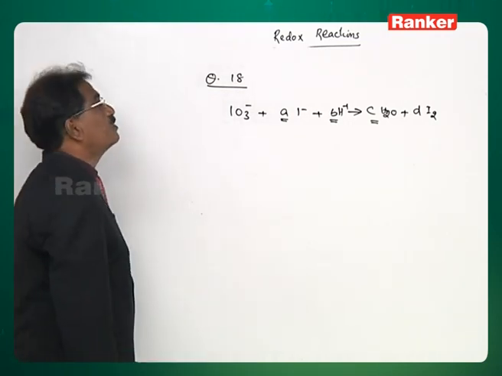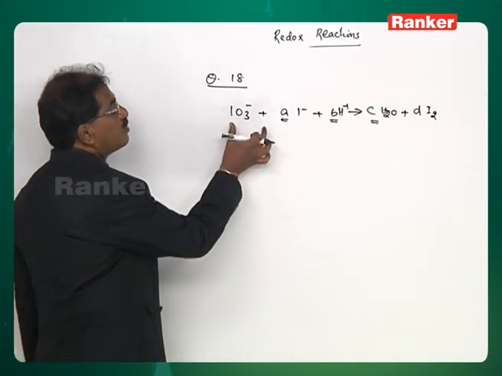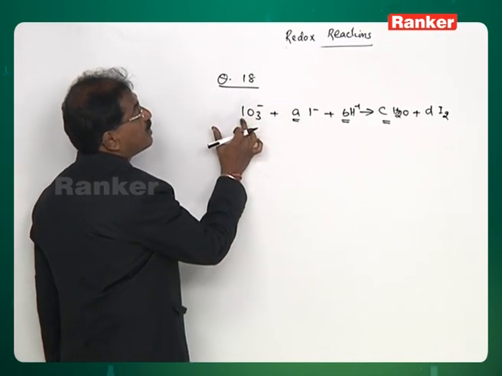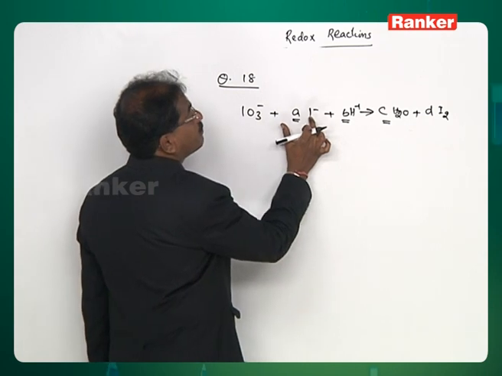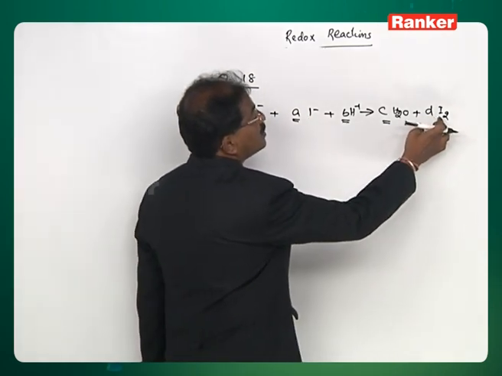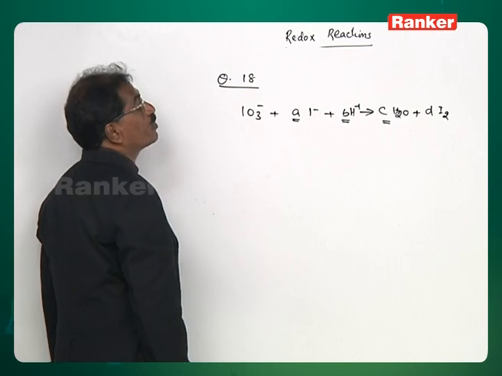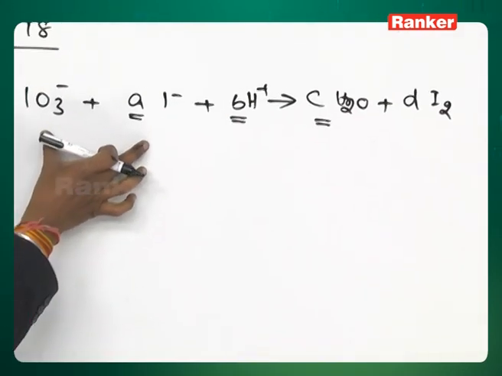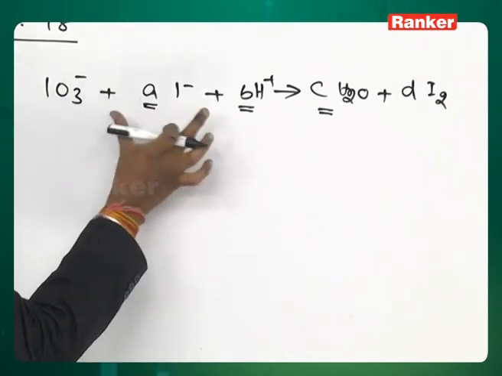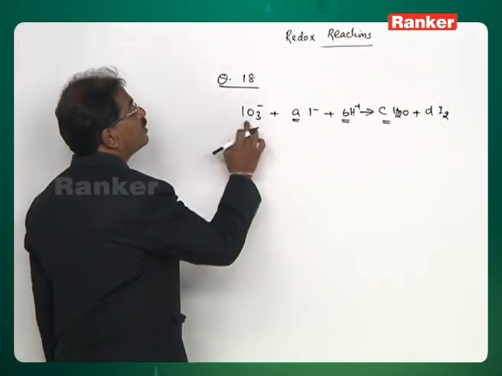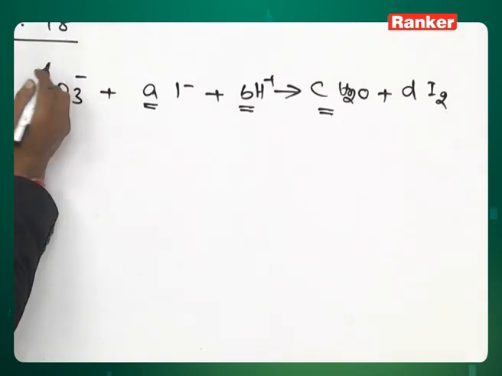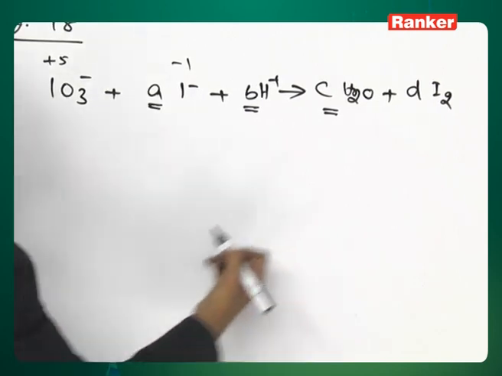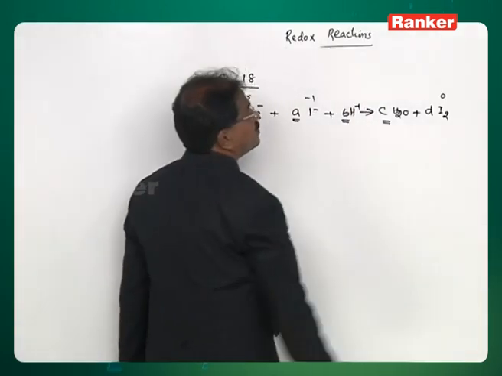For this purpose, identify the change in the oxidation state of the various atoms. Here the oxidation state of the iodine is plus 5, here iodine is minus 1. This side the oxidation state of every iodine is 0. Therefore, here 2 iodine atoms are present, here 2 iodine atoms are present. Now adjust the number of electrons being exchanged between the iodine atoms. Here this iodine is in plus 5 oxidation state, this iodine is in minus 1 oxidation state. But here each iodine is in 0 oxidation state.